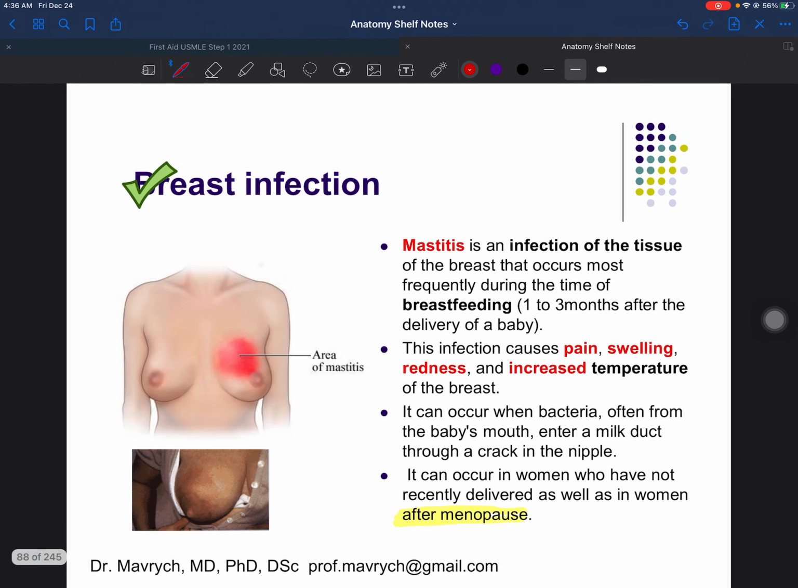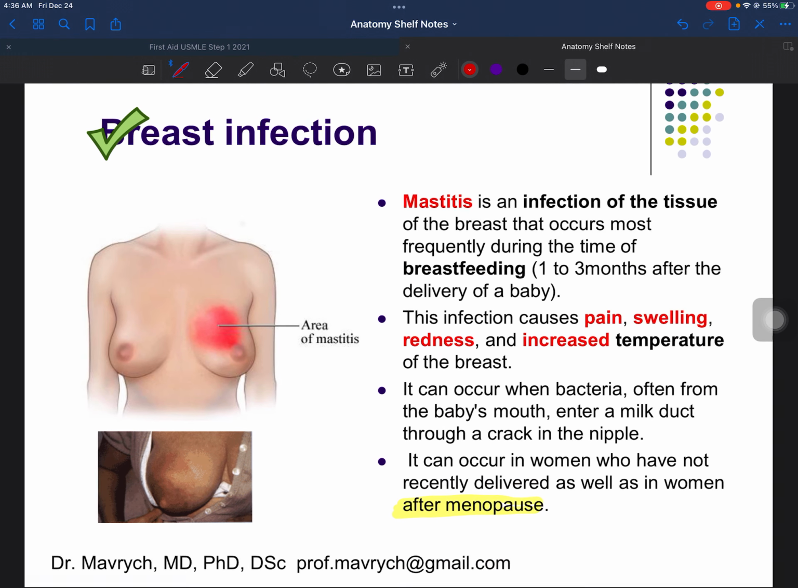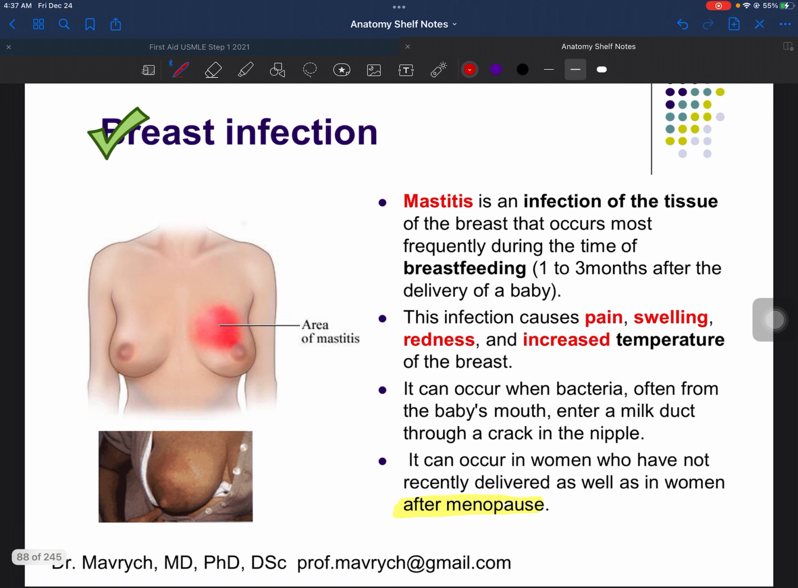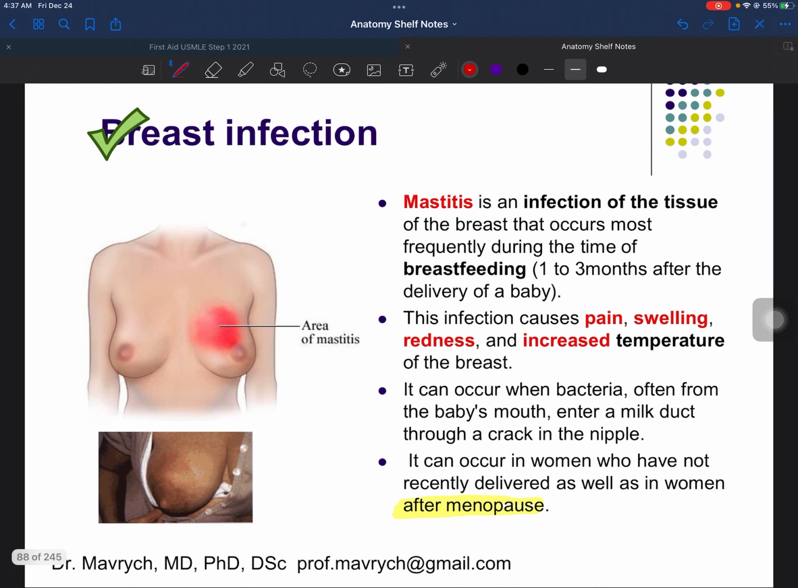So let's go to the next one, which is the breast infection. There is mastitis. Mastitis is an infection of the tissue of the breast that occurs most frequently during breastfeeding, in the first 1 to 3 months after the delivery of the baby. This infection causes pain, swelling, redness, and an increase in the temperature of the breast.